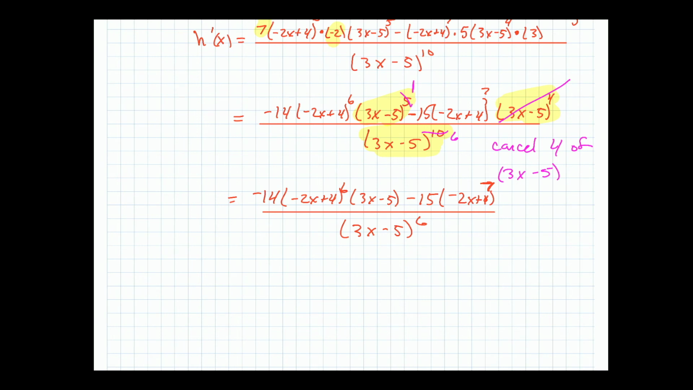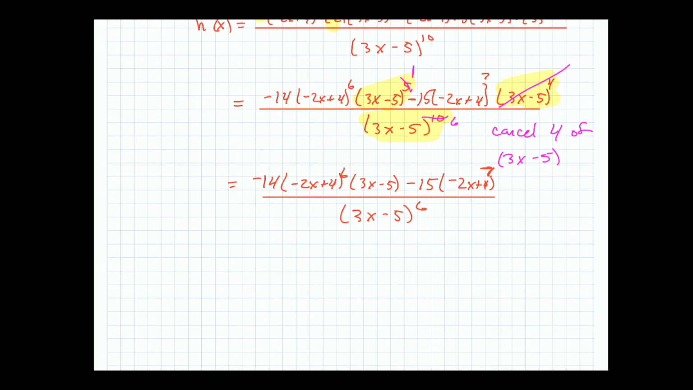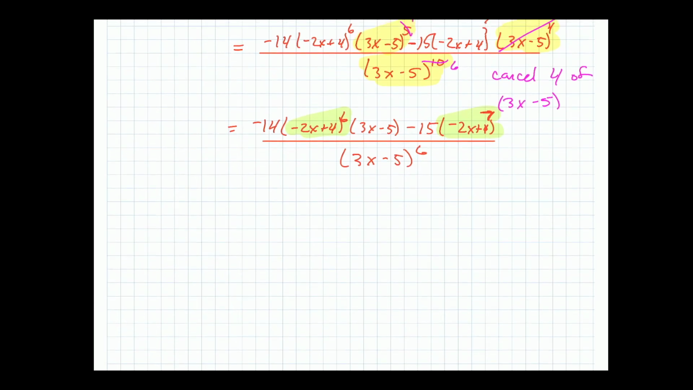Okay, so that's looking a little better. Then what I can do is say, well, there's 6 of these. There's 7 of them here. So I could take out 6 of them. And also there's a 14 and a 15, which have nothing in common, so we won't do anything with that. So we can take out 6 of these though. (Negative 2x plus 4) to the 6th. And then if we take out 6 of them, we're going to have negative 14, (3x minus 5).